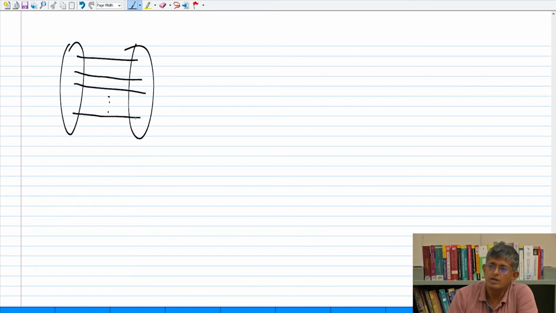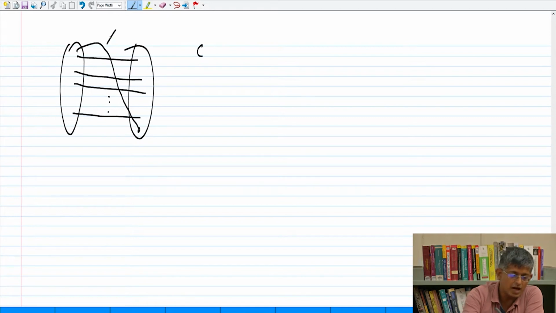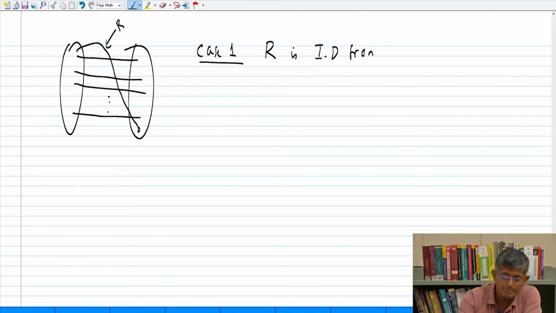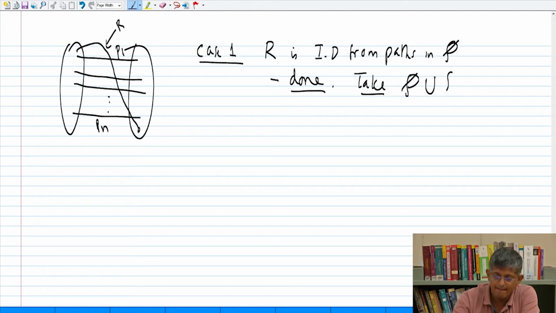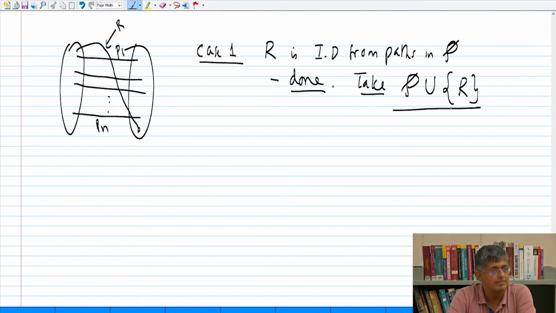Right? So now what do you do? You simply take an arbitrary path called R that goes from A to B. Take any path, goes like this, right? So case 1. So this one is called R, okay? Case 1. This path R is internally disjoint from paths in P. You are done. Right? What is my claim? My claim is that I can take this P1, P2 to Pn, this set called P, right? Take P union R. That is a proof of our claim.